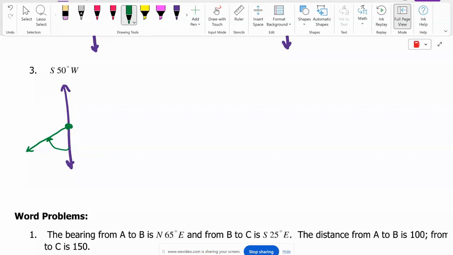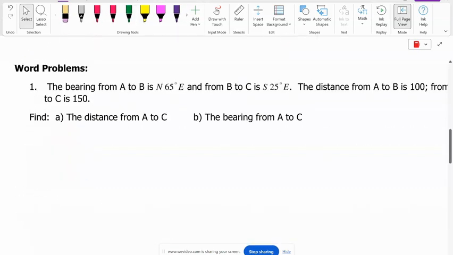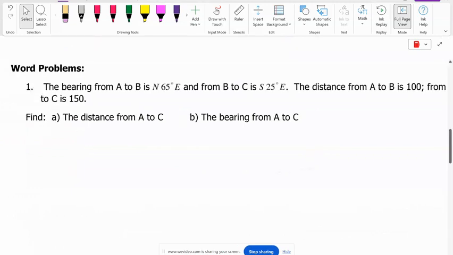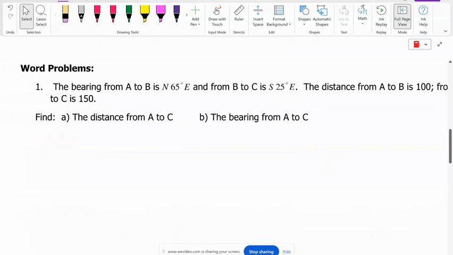All right, are we ready to do some word problems? All right, so it says the bearing from A to B is north 65 degrees east, and from B to C is south 25 degrees east. The distance from A to B is 100. From B to C is 150. So this is a two-part problem. Find the distance from A to C and the bearing from A to C.